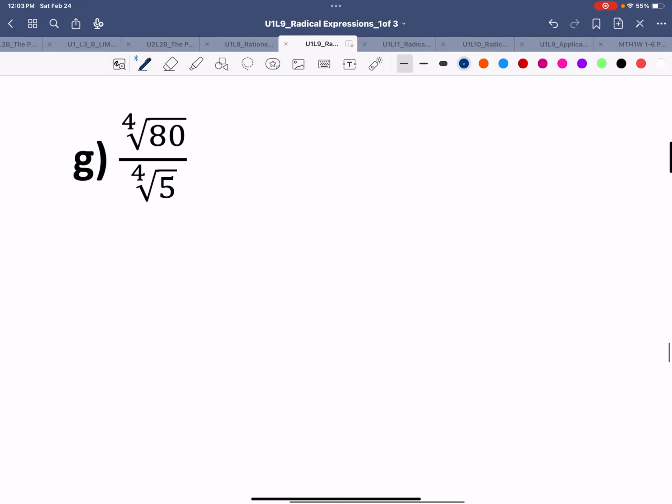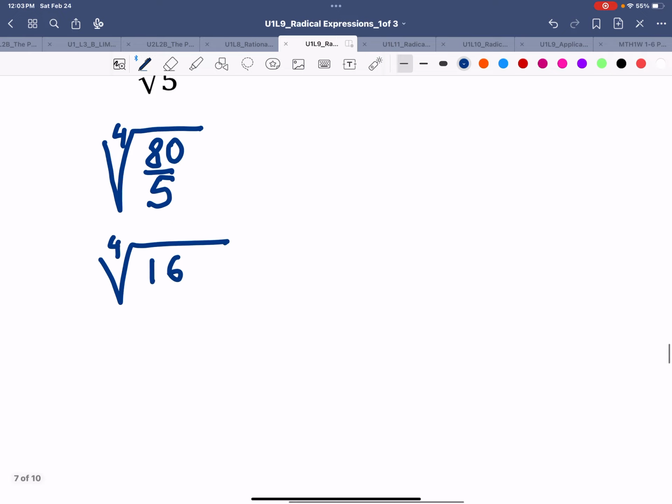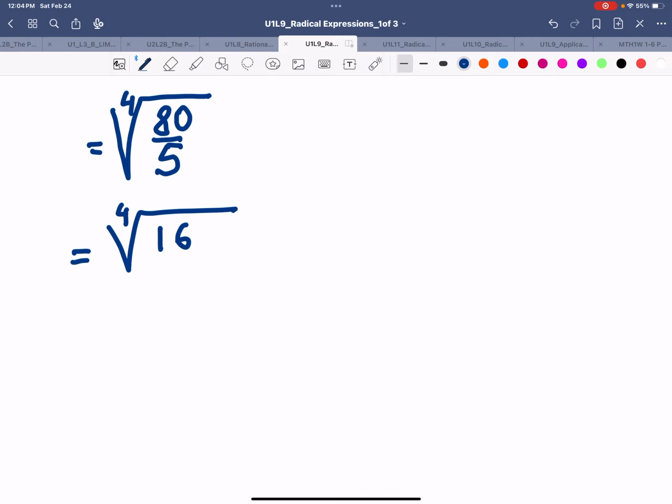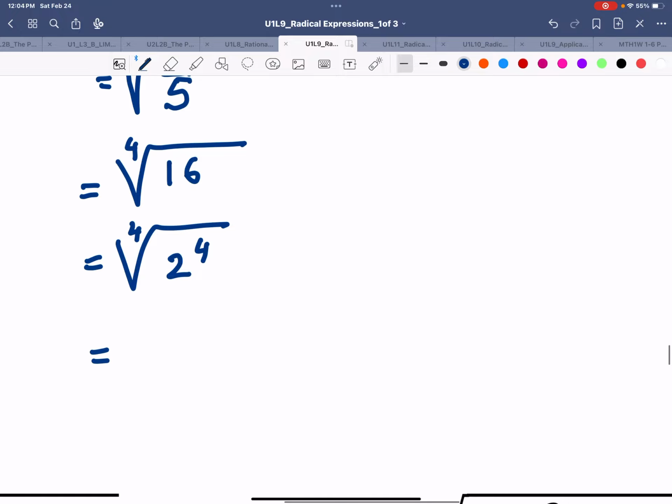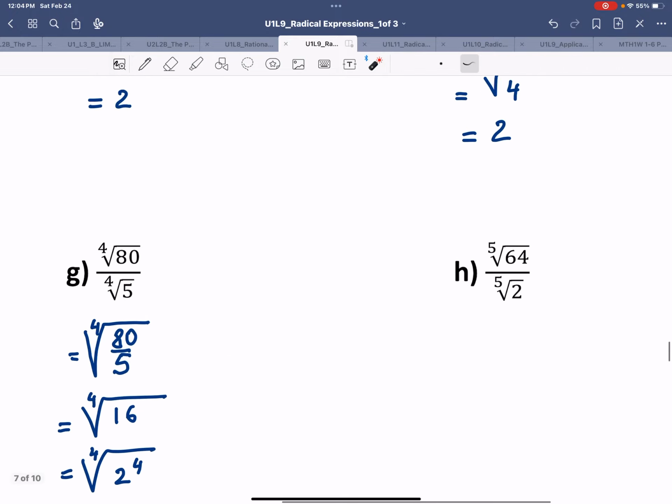Now next we have the fourth root of 80 divided by the fourth root of 5, which means that 80 over 5 can come inside the same radicand. So 80 divided by 5 is equal to 16. And the fourth root of 16 equals the fourth root of 2 to the power of 4. And that would make just 2 because the indices will simplify.